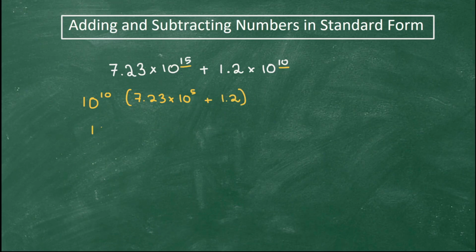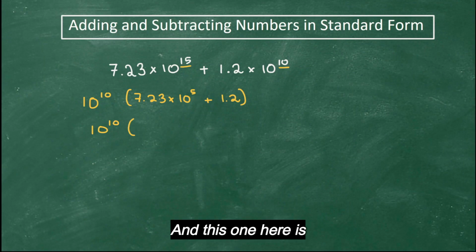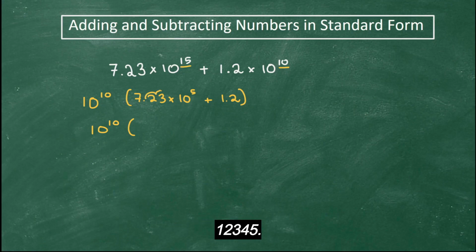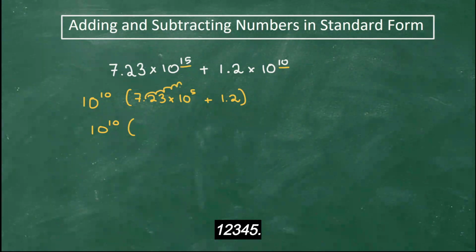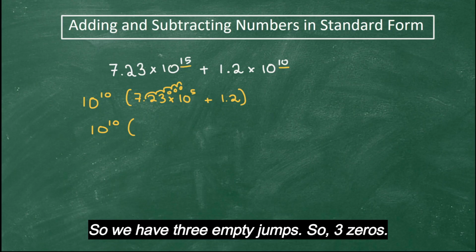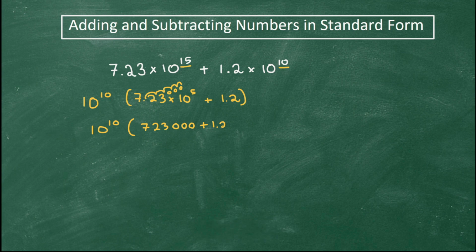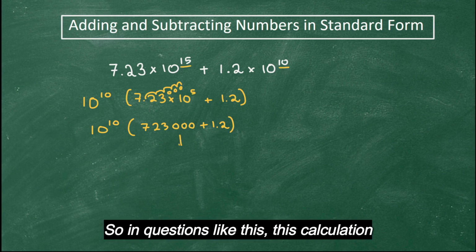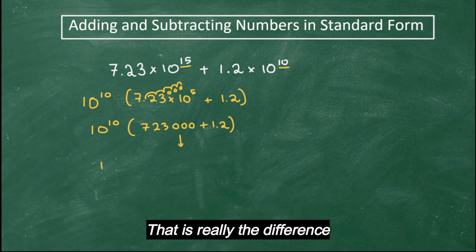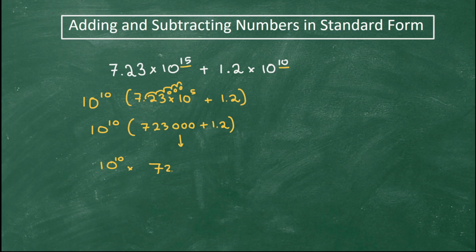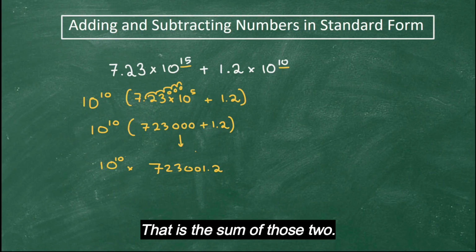Let's simplify this. 10 to the power of 10, and this one here is 1, 2, 3, 4, 5. So we have 3 empty jumps, so 3 zeros. So that is 723,000. Add 1.2. So in questions like this the calculation becomes a little long. That's really the difference. 723,001.2. That's the sum of those two.